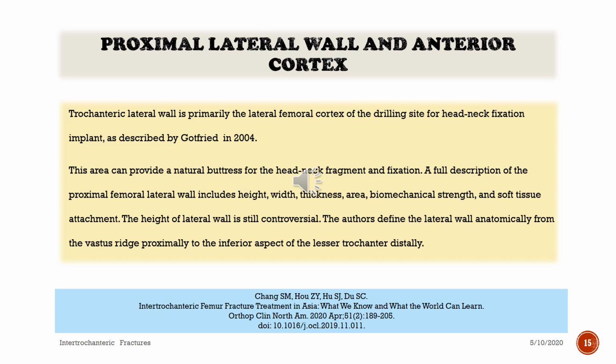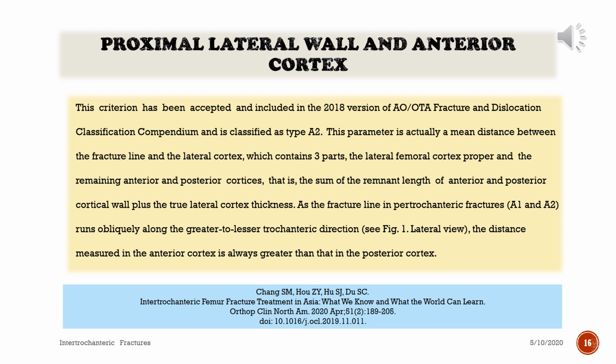The authors define the lateral wall anatomically from the vastus ridge proximally to the inferior aspect of the lesser trochanter distally. The criterion has been accepted and included in the 2018 version of the AO/OTA fracture dislocation classification compendium and is classified as type 2. The parameter is actually a mean distance between the fracture line and the lateral cortex, which contains three parts: the lateral femoral cortex proper and the remaining anterior and posterior cortices.